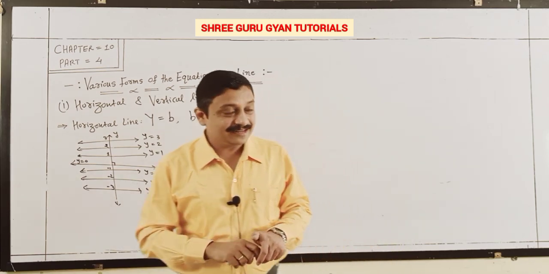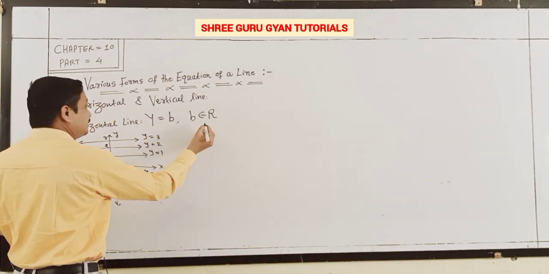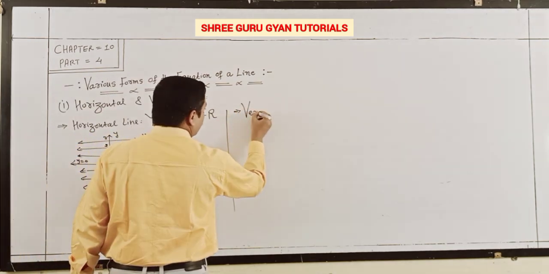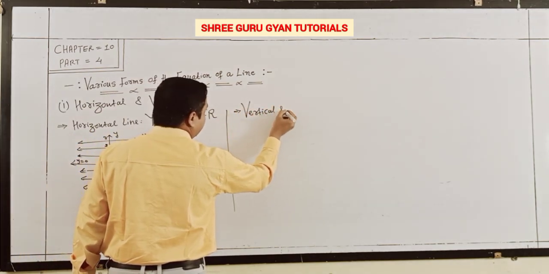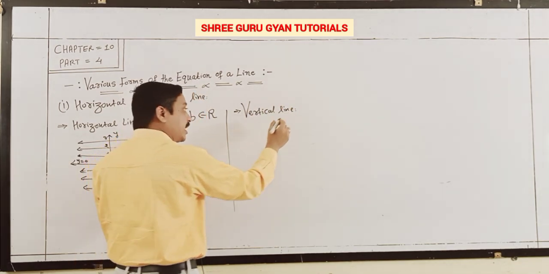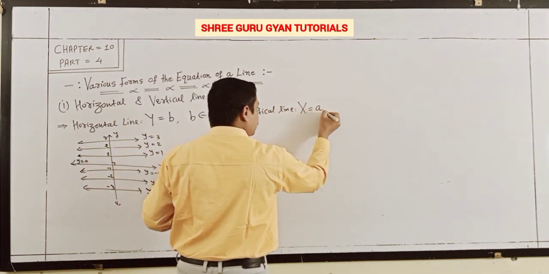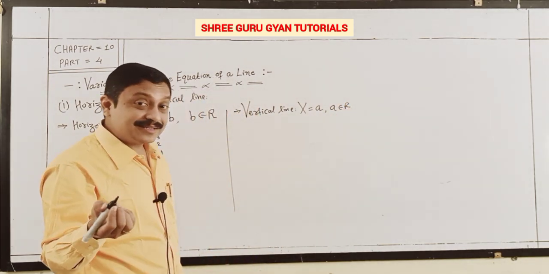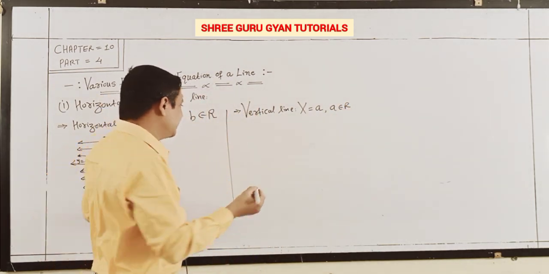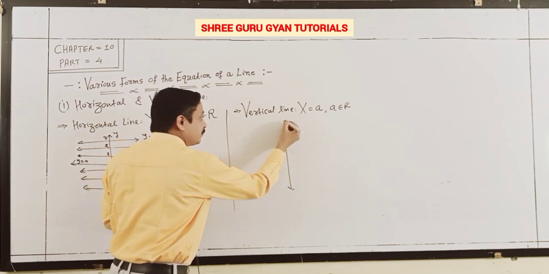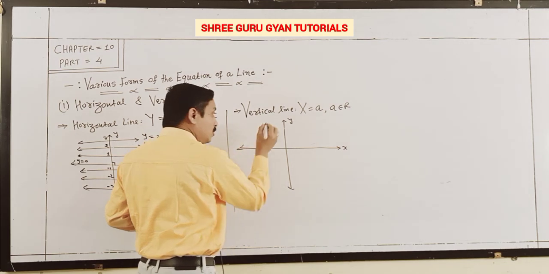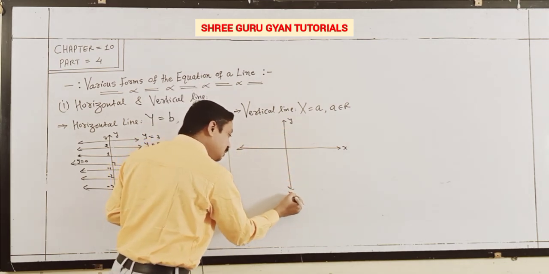Now the vertical line. Students, the vertical line is also very easy. Second point: the equation of a vertical line is x is equal to a, where a belongs to R, because a vertical line always intersects the x-axis. Just draw the y-axis and x-axis. The y-axis itself is x is equal to 0, students.